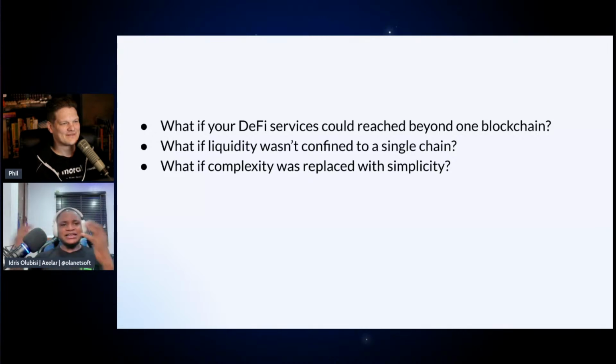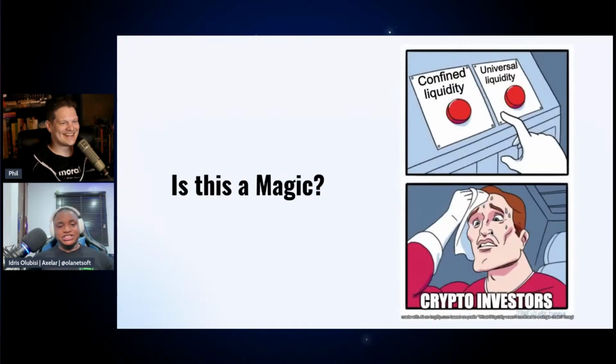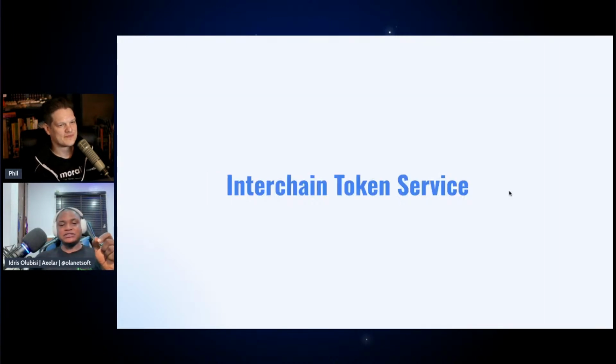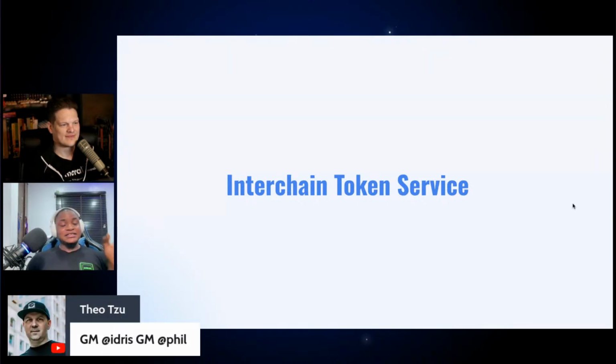ITS automates the technical heavy lifting so developers can innovate without difficulties. Deploying and managing your dApp across different blockchains is as straightforward as updating a blog post, and then it's live. So is this magic? Of course it's not. There is an underlying service powering the entire process. And what is that service? The Interchain Token Service.